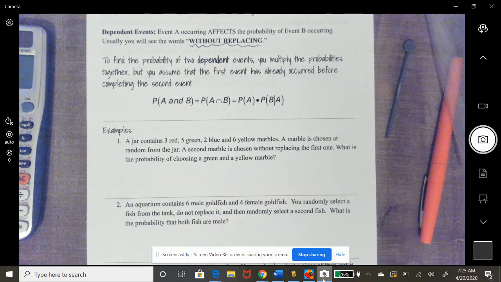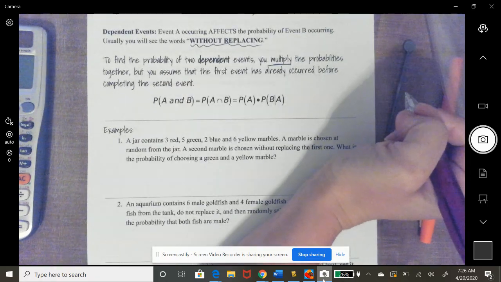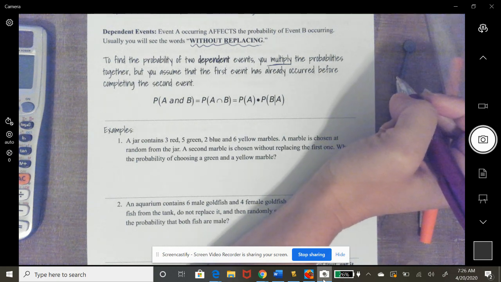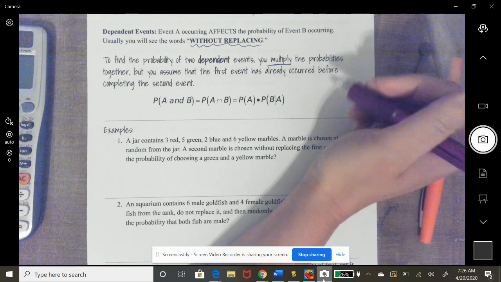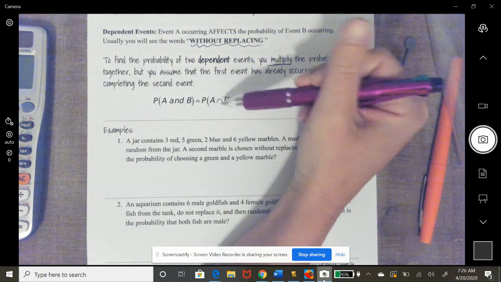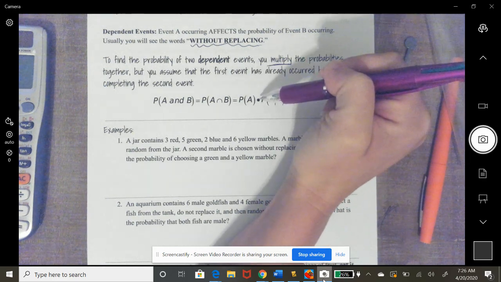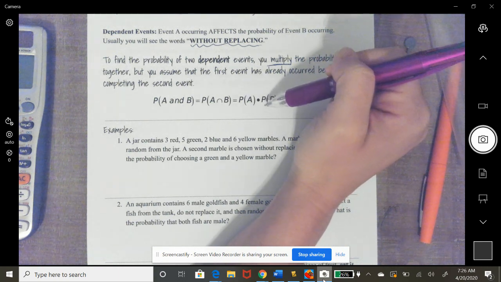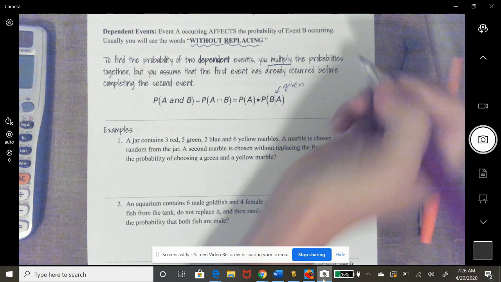So if we want to find the probability of two dependent events, we're still going to multiply the probabilities together, but you have to assume that the first event has already occurred before completing the second event. So you kind of have to take into account what happened on that first event before you do the second event. It can either look like this, probability of A and B, or probability of A intersect B, if you remember that symbol. And we're still multiplying the probabilities together. The first probability is not going to change, but we have to multiply it by the probability of B given that A has already occurred.